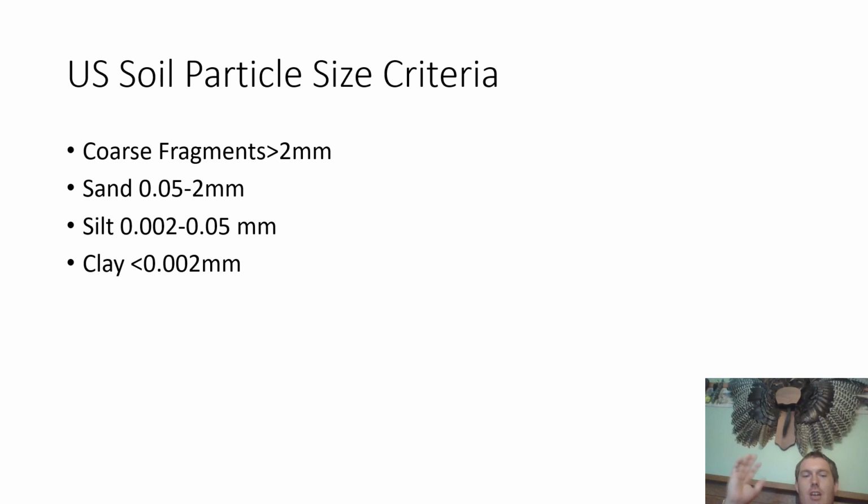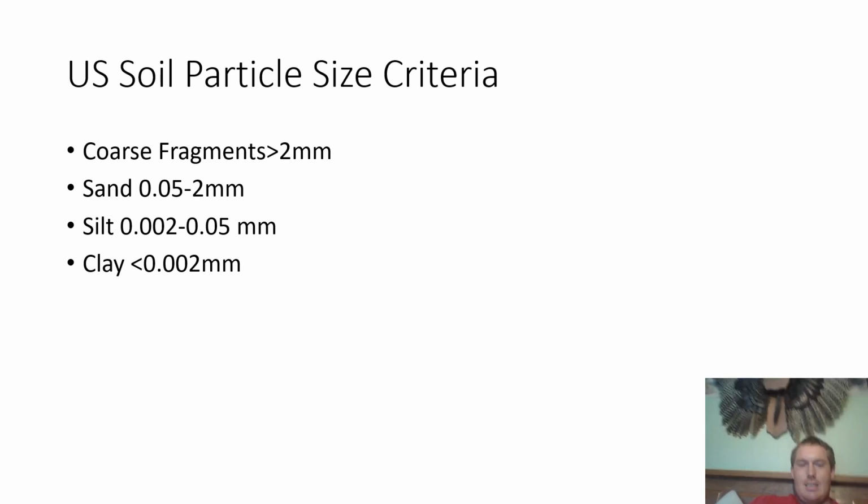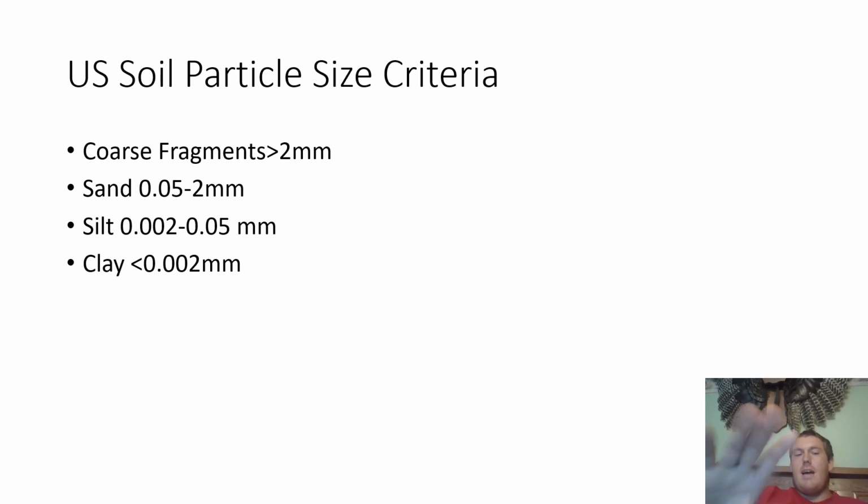So the first thing I'm going to go into is the soil particle size classes. Coarse fragments like gravel, rocks, stones, boulders are greater than 2 millimeters in diameter. Sand is 0.05 to 2 millimeters. And silt is 0.002 to 0.05 millimeters. And clay is characterized as less than 0.002 millimeters. But there are different types of minerals that make up most of these different fragments in the soil.